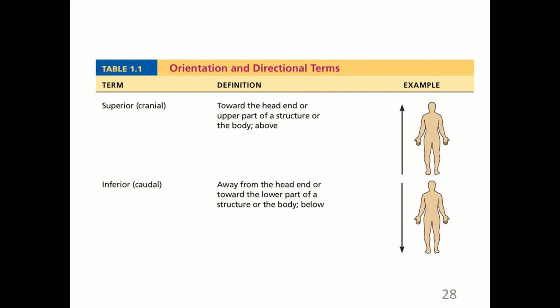This table illustrates the orientation and the directional terms. Again, superior and inferior are paired. Superior is towards the head end or the upper part of a structure. The inferior is away from the head end or towards the lower part of a structure. Above and below. Above for superior, below for inferior.